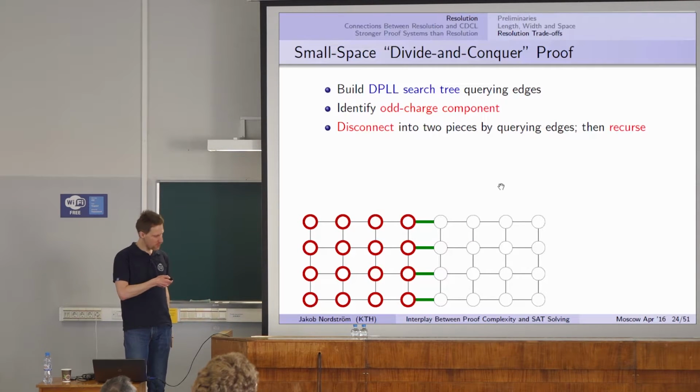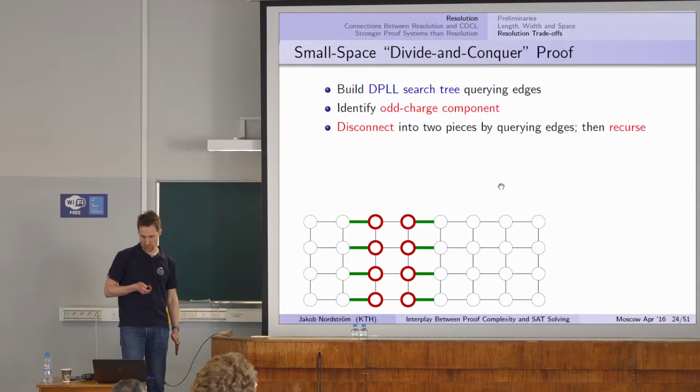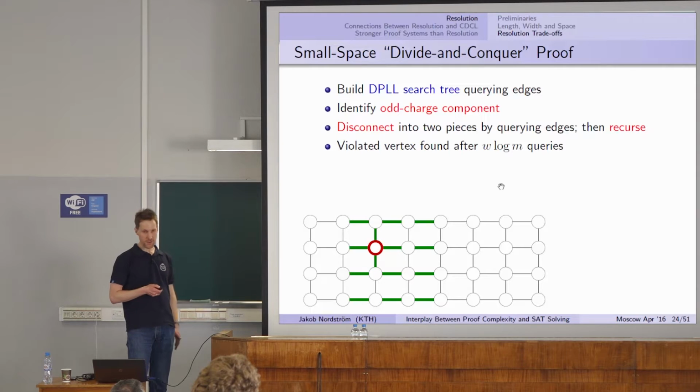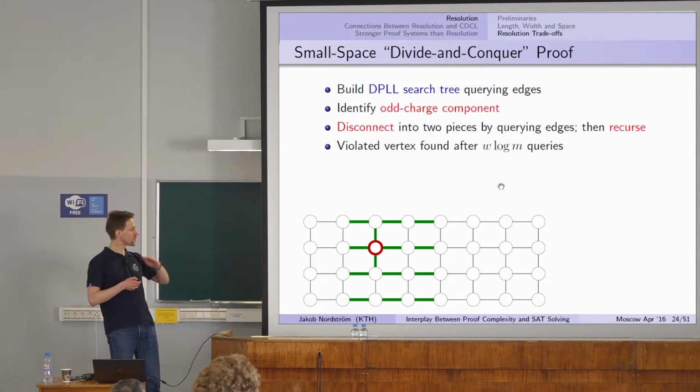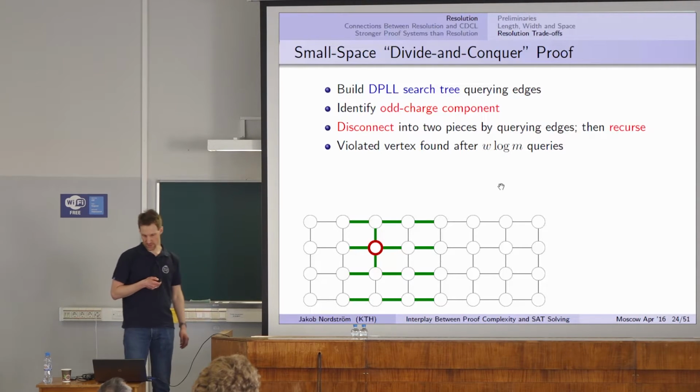Once you have the assignment to these middle edges, you've disconnected the graph, and the odd charge is going to live either in this component or in this component. At this point, we can compute in which component it lives. So we just recurse on that component, and what do we do? Well, we cut it in 2. Now let's say the odd charge lives here, and again, we cut it in 2. And cut it in 2. And in a fairly shallow search tree, setting fairly few variables, we isolate the vertex that is violated, and then we have a violated clause.